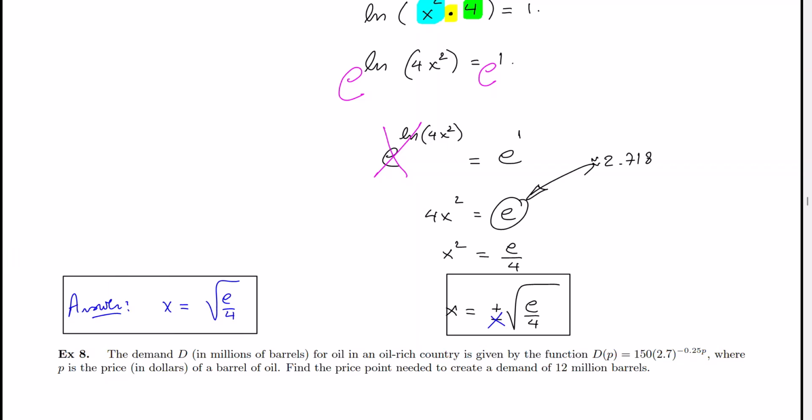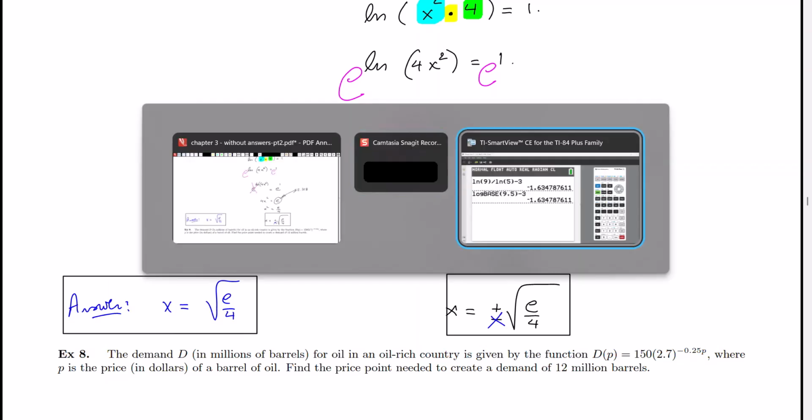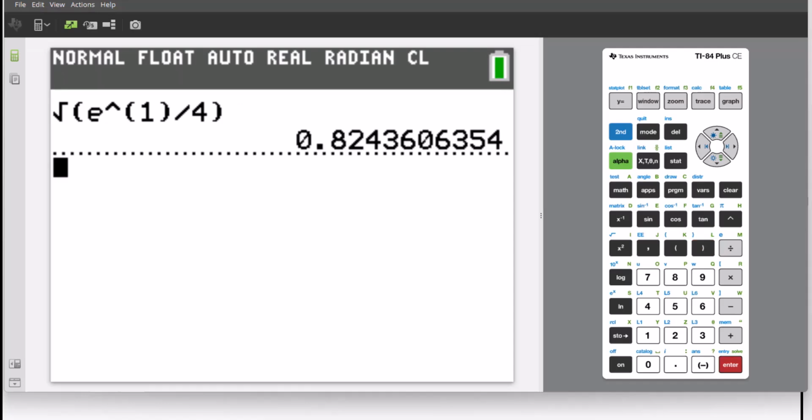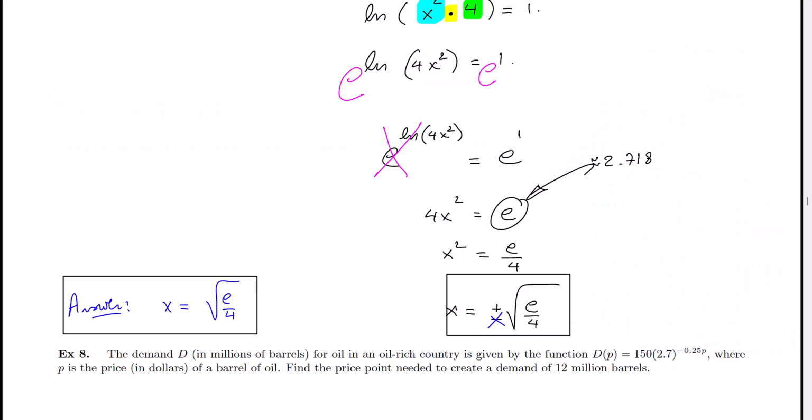Now let's put it on the calculator and see how much it is equal to. So the square root of e over 4. So I want e to go next, so I can go e to the power of 1 and divide it by 4 and then close the parentheses. So the answer is 0.82436, but we're rounding to 3 decimal places, so we'll just say 0.824.